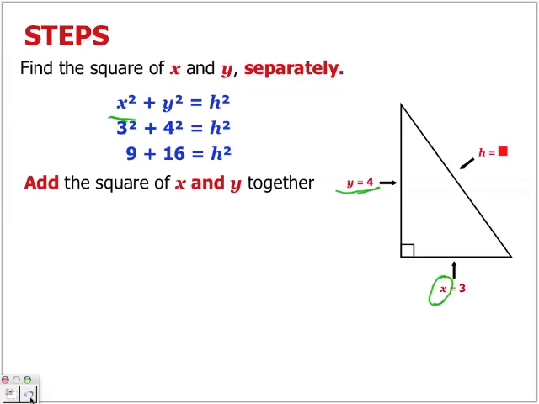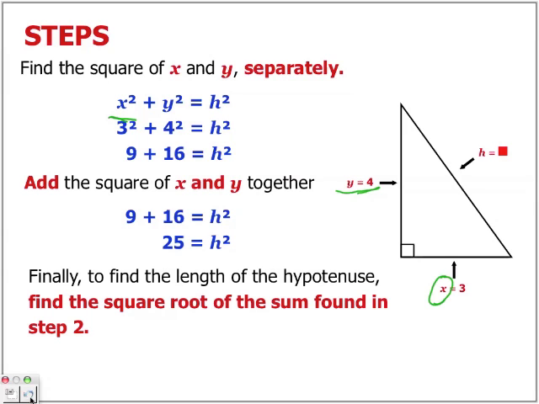Now we're going to add the square of x and y together. So what's 9 plus 16? Finally, to find the length of the hypotenuse, find the square root of the sum found in step 2. So we're going to take 25, and then we're going to find the square root. What's the square root of 25?